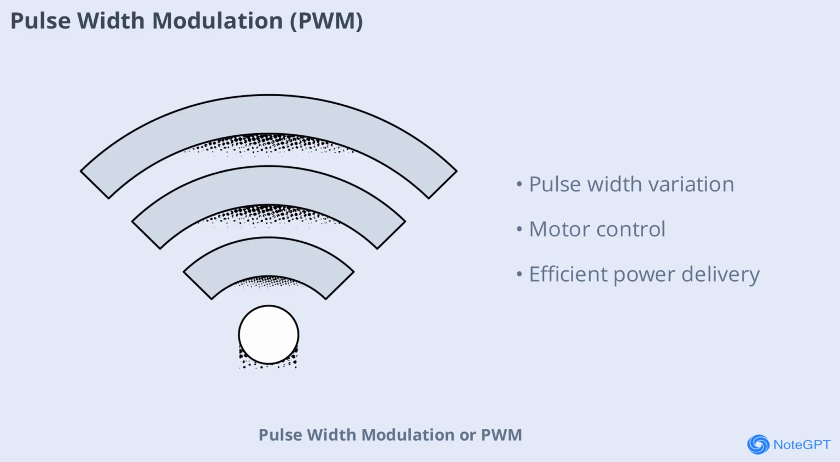Pulse width modulation, or PWM, involves varying the width of pulses to encode information. PWM is widely used in applications like motor control, power delivery, and audio synthesis. Its ability to efficiently control power and signal levels makes it a popular choice in both analog and digital systems. PWM is also used in LED dimming and other electronic control systems.